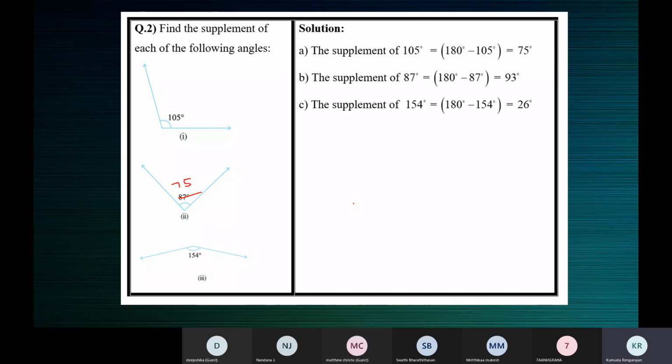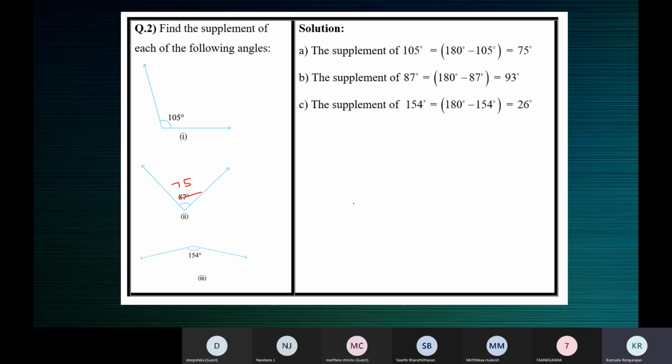No. Vertically opposite angles don't have any specific measure. Yes, ma'am, but when two lines form vertically opposite angles, the first two angles will be 180, no, ma'am, and the ones below will also be 180.